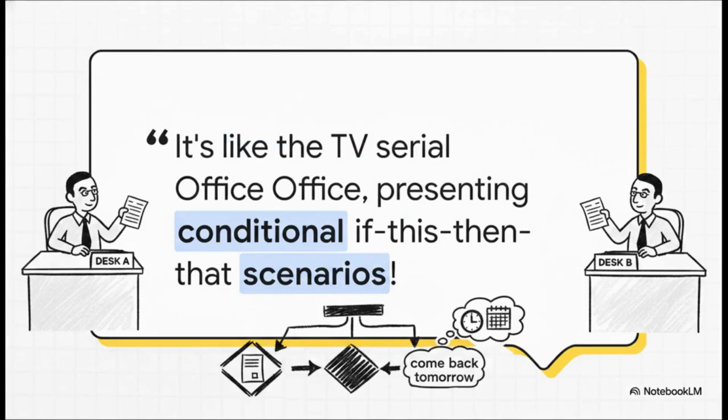Our source material actually makes a really fun comparison here. Dealing with an else-if ladder is a lot like dealing with the characters in that classic Indian TV serial, Office. If you've seen it, you know it's a never-ending bureaucratic runaround of multiple conditional scenarios. You know, if you have this form, go to desk A. Else, if you have that form, go to desk B. Else, come back tomorrow. The computer is basically just playing the role of that strict clerk, rigidly following the if this then that rules, until one condition is finally met.